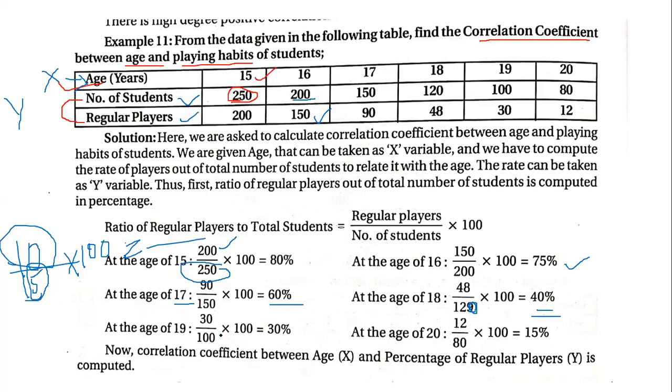At the age of 19, same calculation, out of 100, 30 are playing, so 30%. At the age of 20, it is 15%. Okay, now as you can see, as the age increases, the percentage of players is decreasing.